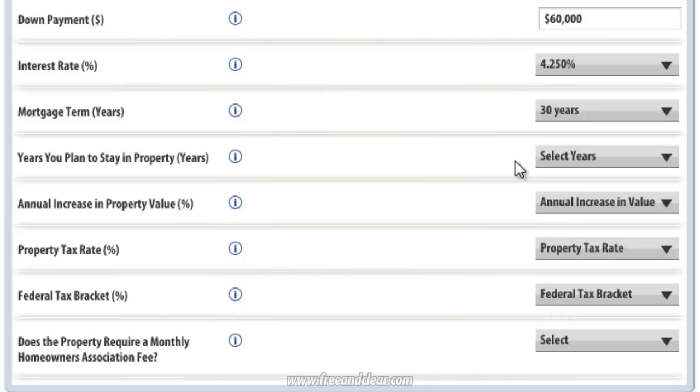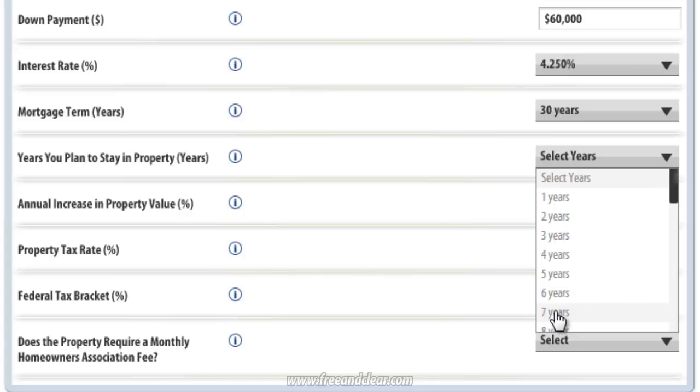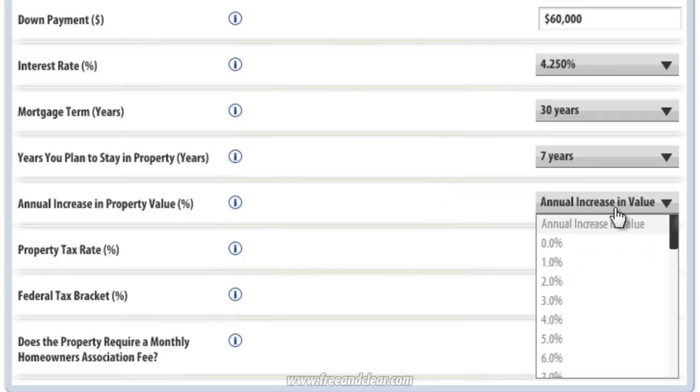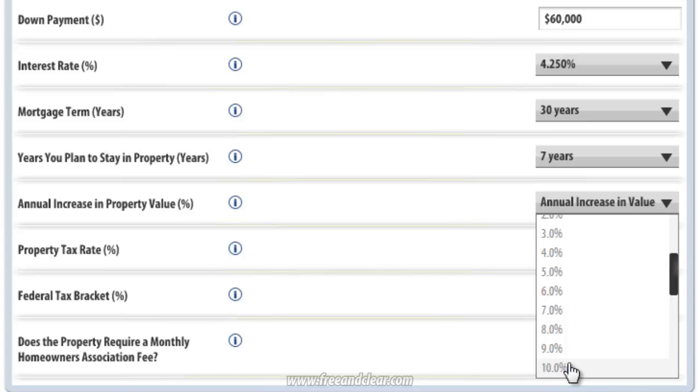The next input is the number of years you plan to stay in the property you are buying. This input will help us understand how your decision to buy a property looks in the future. Let's say we plan on staying in our property for 7 years. The following input is expected annual increase in property value, or how much you expect the property to appreciate when you own it. If you click on the drop-down menu, it shows a range of options from 0% if you're being conservative and you do not think the property will increase in value, all the way up to 10% if you think the property value will increase significantly. I'm going to be on the conservative side and select 2%.